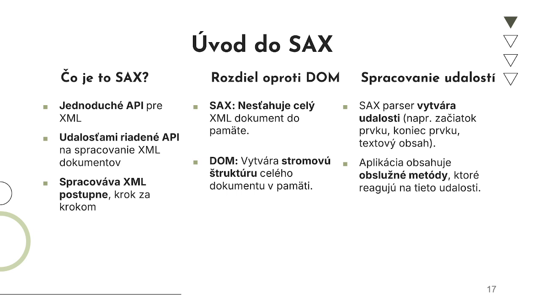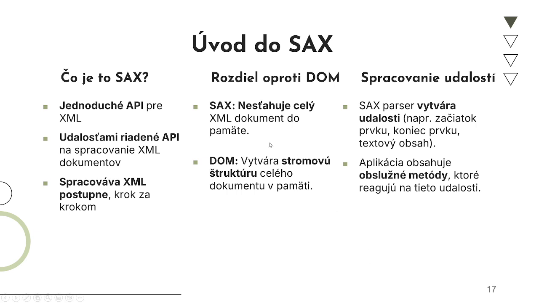SAX reads the file sequentially, meaning processing one piece at a time. For example, it is like reading a book one line at a time instead of looking at the whole book at once.